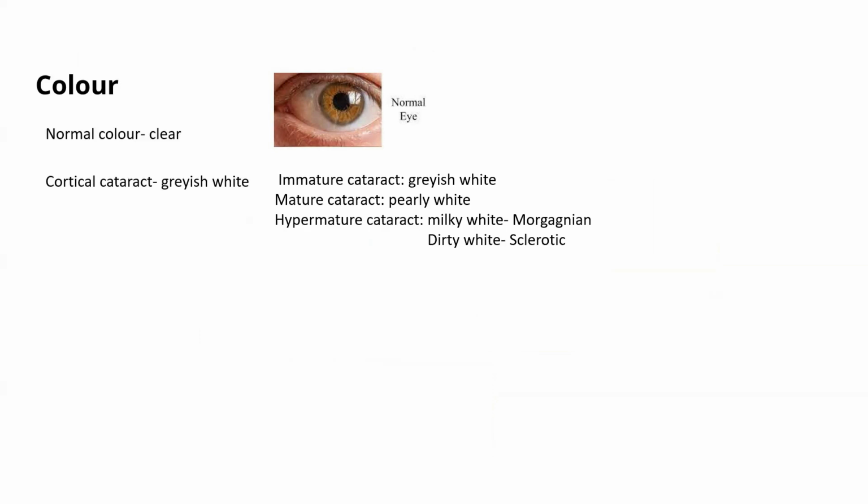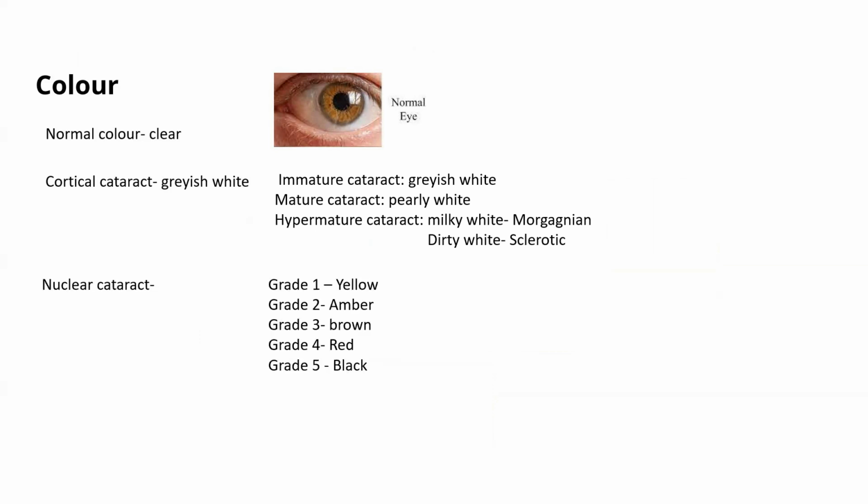The next is the color of the lens. In the normal eye, the lens is clear and transparent, so when we throw light, we just see it as black in color. Whereas in cataract, if it is a cortical cataract, we see it as grayish white. This whiteness or grayness might vary depending upon the stage of the cortical cataract. If it is an immature cataract, it is grayish white and we can still see through it. If it's a mature cataract, it's more pearly white. If it's a Morgagnian type of hypermature cataract, it can be milky white. If it's a sclerotic type, it is dirty white.